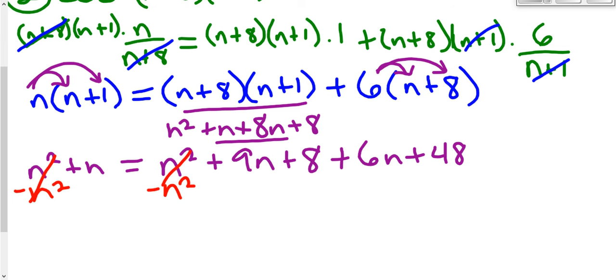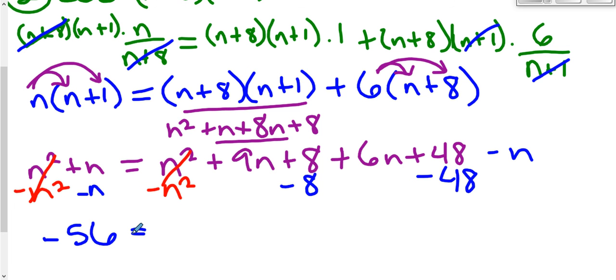All I have to do is move all my n's to one side and all of my numbers to the other. So I'm going to go ahead and move this n this way, and I'm also going to take these two numbers here, this positive 8 and positive 48, and I'm going to subtract them to the other side. So minus 8 and minus 48. If I subtract 8 and 48, I'm going to end up subtracting 56, which will end up by itself on the left side of my equal sign.